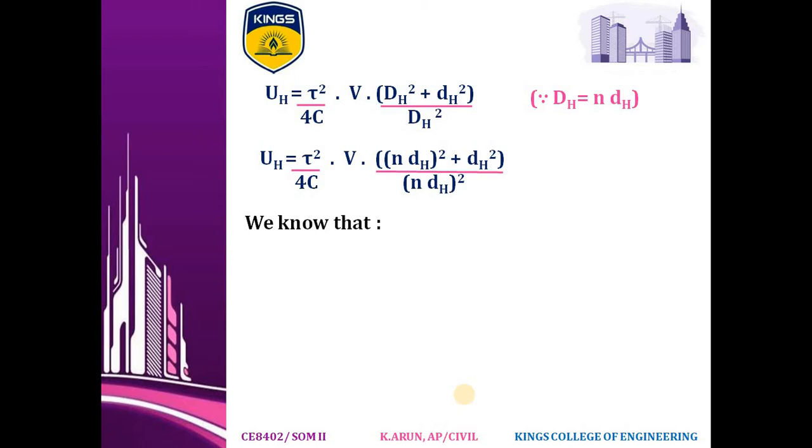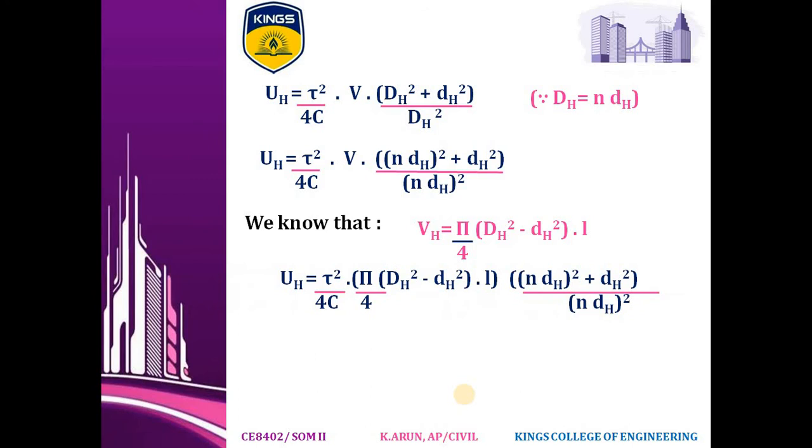In the next step I am going to substitute the value for volume V. The volume of the hollow shaft will be equal to pi by 4 into capital D_H square minus small d_H square, multiplied by the length of the shaft. I am going to put the value of V in the strain energy formula. The formula may look lengthy, but it is very simple. We are only going to use three formulas: area of the shaft, volume of the shaft, and strain energy of the shaft. So step by step solving will make it easier.